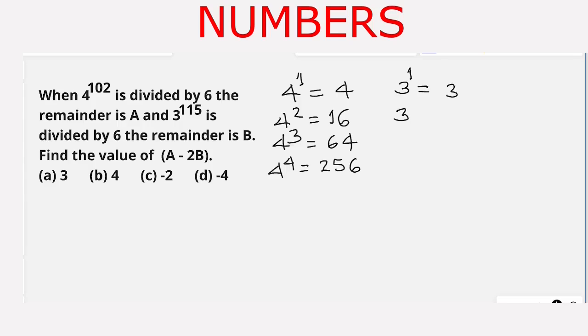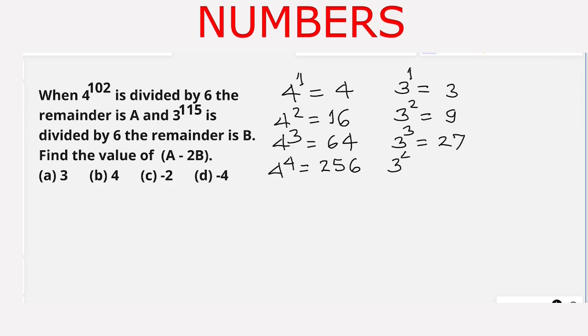3 to the power 2 is equal to 9, and when 9 is divided by 6, the remainder is 3. 9 minus 6 is 3. 3 to the power 3 is 27, and 6 times 4 is 24. 27 minus 24, the remainder is 3.